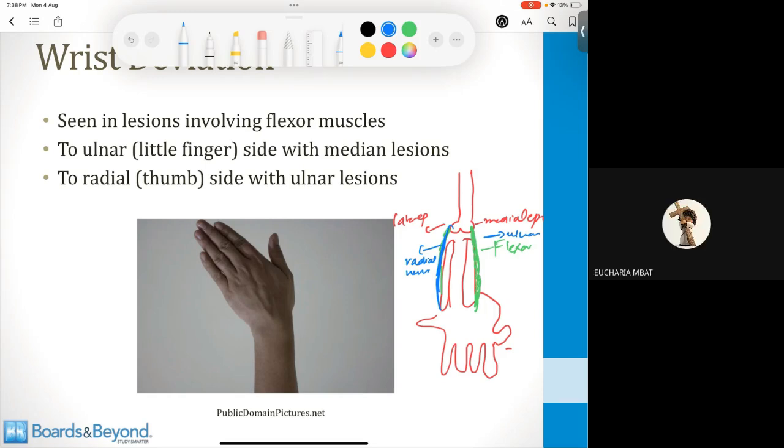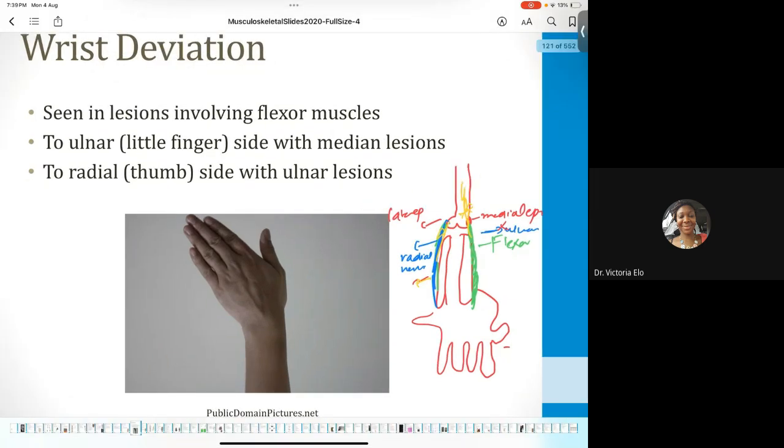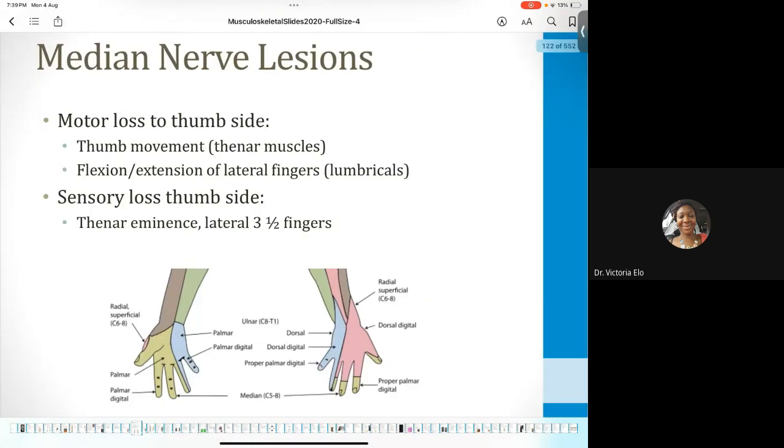So remember, whenever we have any problem with the ulnar nerve here, the opposite group of muscles is going to dominate. If I just cut the ulnar nerve here, the opposite group of muscles would dominate. So whenever we have problems with the ulnar nerve, can I say we will be having radial deviation of the wrist? And if we have problems with the radial nerve, we are going to be having ulnar deviation of the wrist. That is wrist deviation, right?